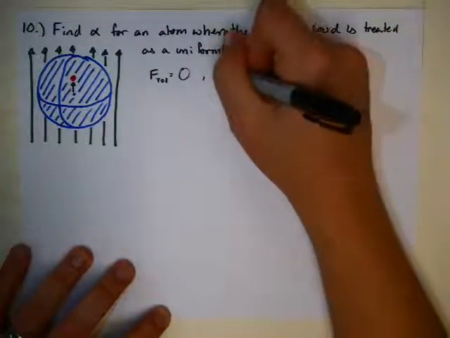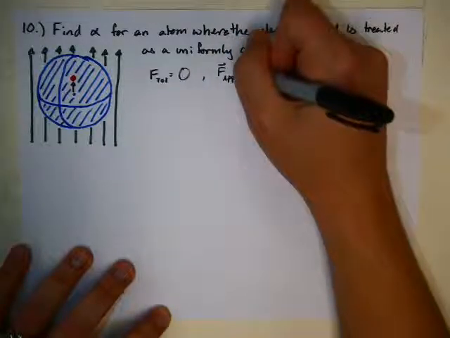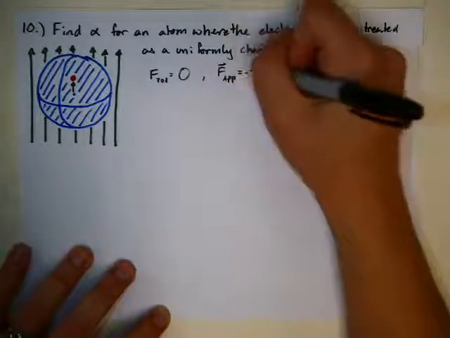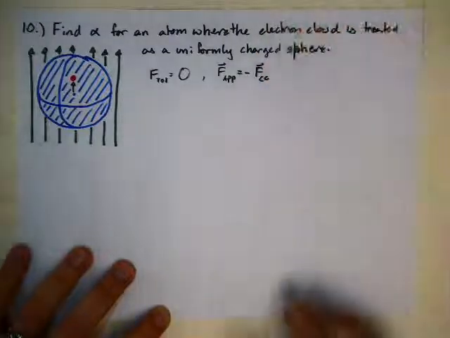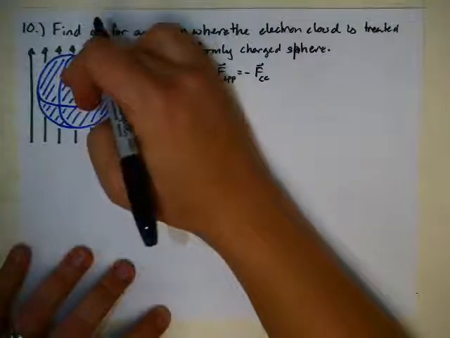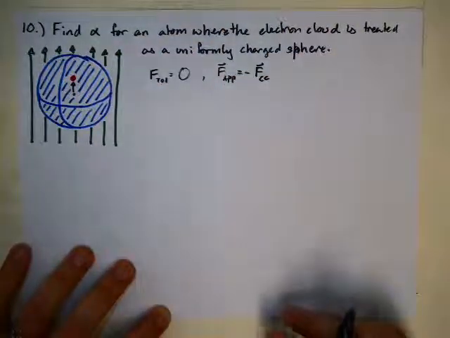And so that says that the force due to the applied electric field must be equal and opposite in sign to the force due to the charge cloud. So the force due to the electric field from this charge cloud must be equal and opposite in sign to the force due to the applied electric field.